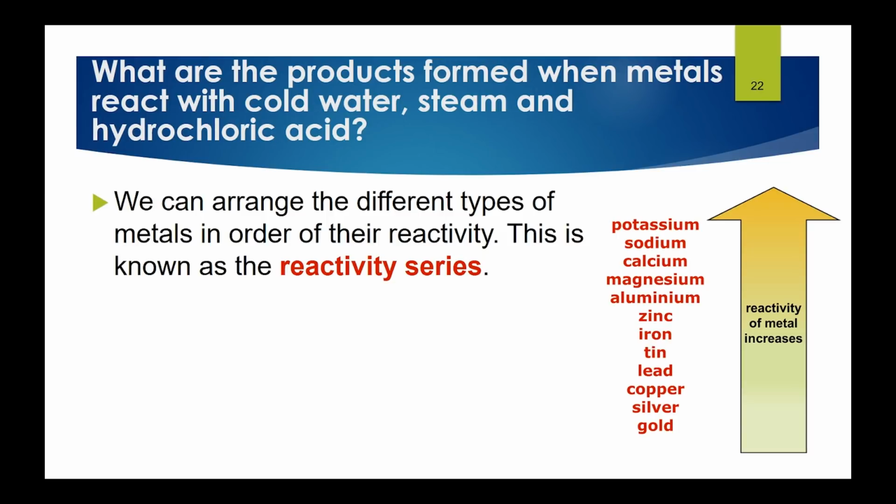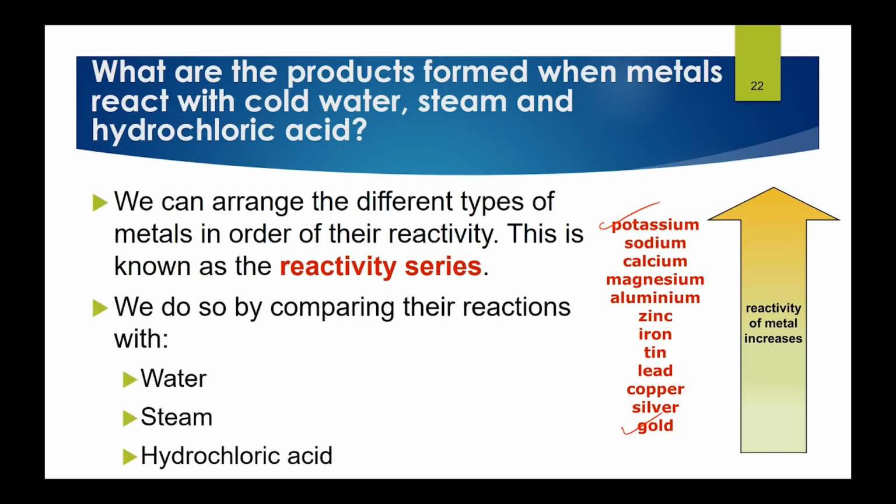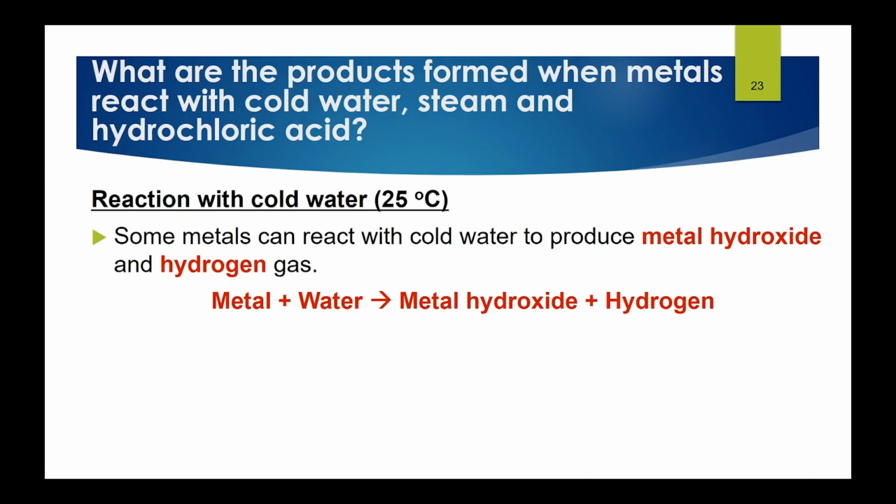So this is a series of metals arranged based on their reactivity, with the one at the top, potassium, being the most reactive, and the one at the bottom, gold, being the least reactive. But how did scientists come up with this? What we do is compare how these metals behave when they react with water, steam, as well as hydrochloric acid, and based on this difference in reactions, we rank them in terms of their reactivity. So let's take a look at the first type of reaction.